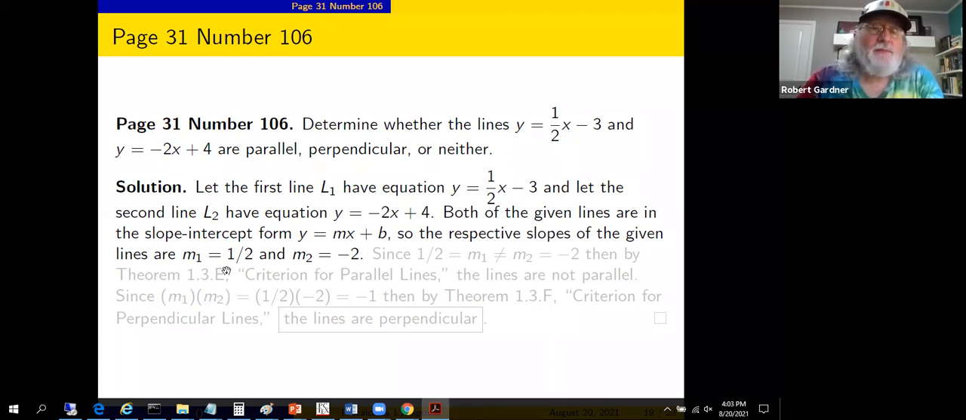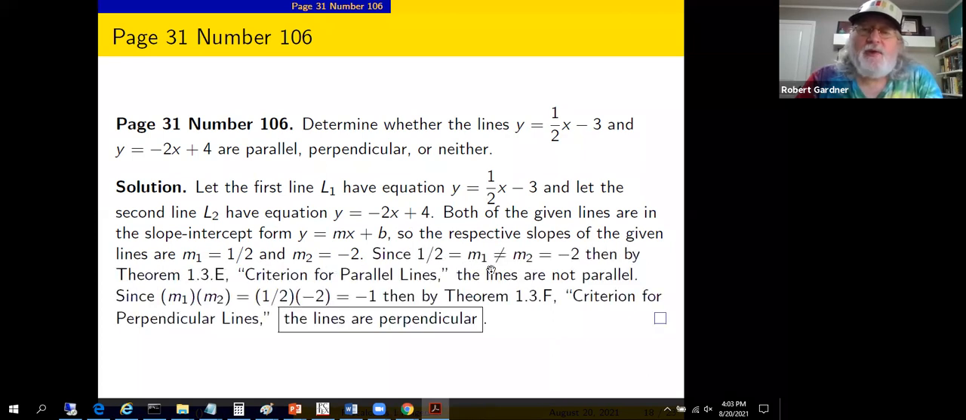The first slope, m sub 1, is the coefficient of x because it's in y equals mx plus b form. Pick the coefficient off to get a half. This one, coefficient's -2, so the slope is -2 for that one. First one has a slope of 1/2, second one has a slope of -2. They're not equal to each other, so with theorem 1.3.e, criterion for parallel lines, the lines aren't parallel because their slopes are not the same.